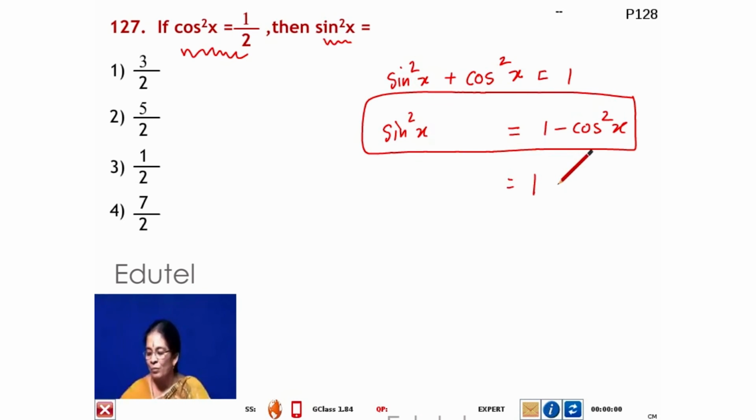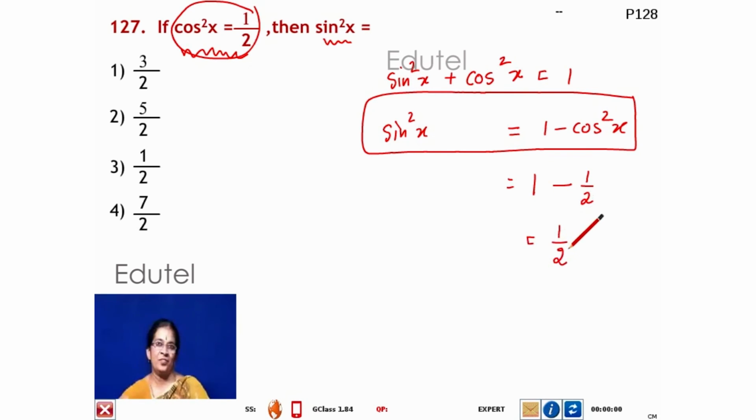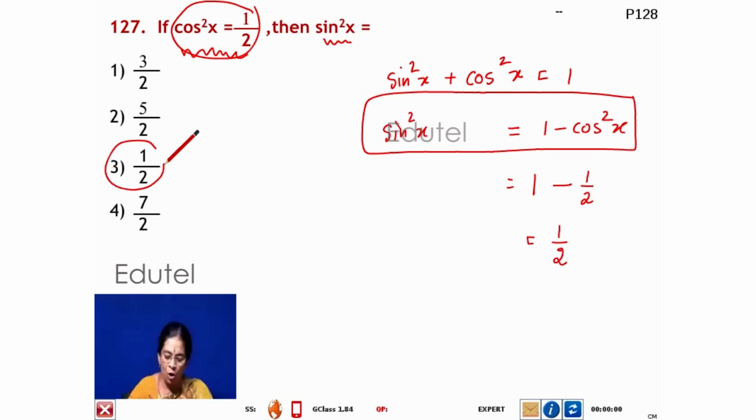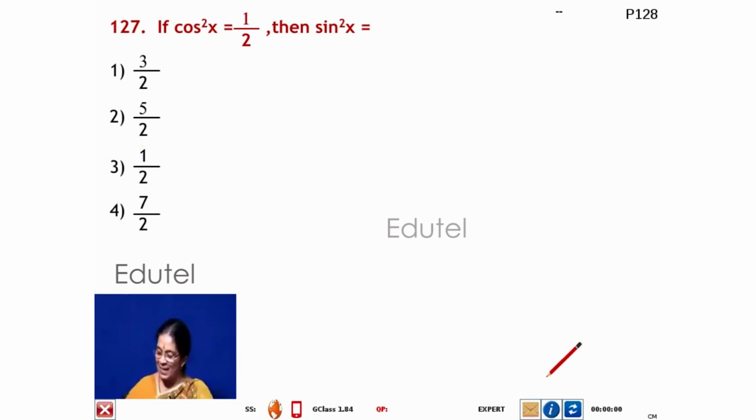So how will you find? 1 minus cos square x is given as half. And now, what is 1 minus half? Yes, it is half. So we got sine square x as half. Let us take the third option where we are getting sine square x equal to half. Let us see the next question now.